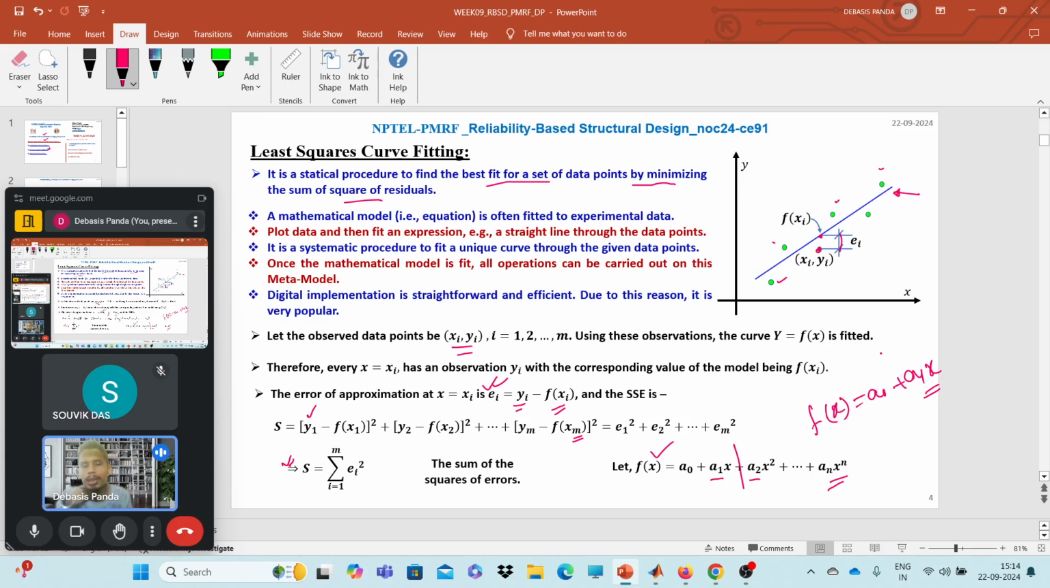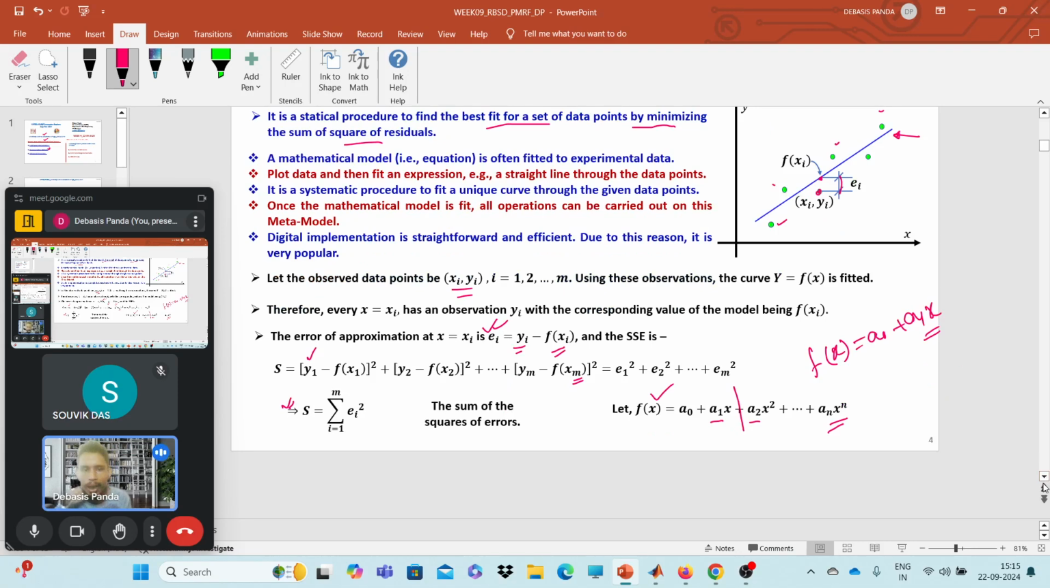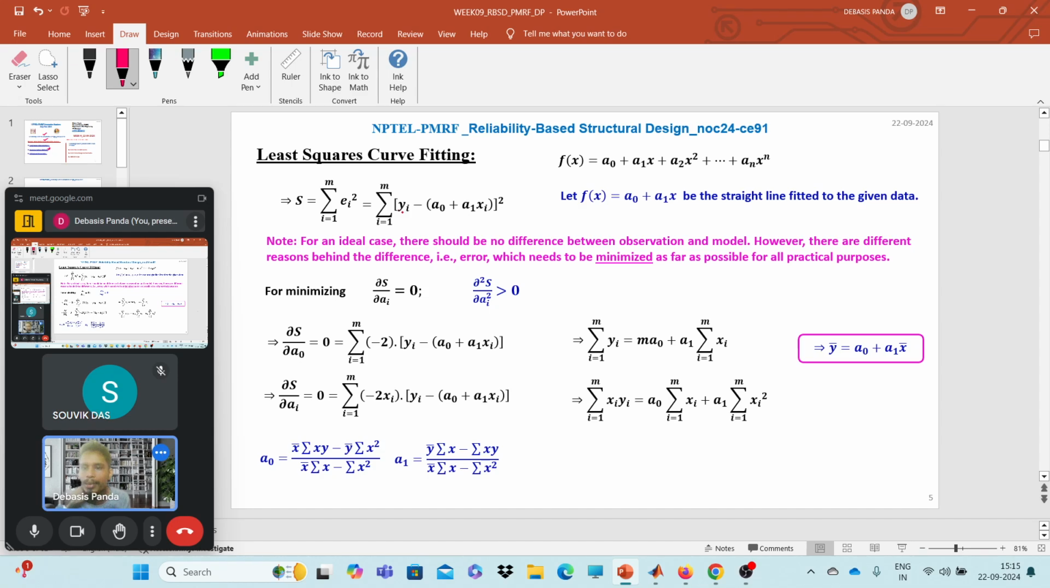Now, the main principle of the least square curve fitting technique is to minimize this error. Because if we can minimize the error, then our approximate function or the fitted function will be more accurate, right? So our task is to minimize this error. Here we have considered a straight line fit. That's why we have considered up to the first degree of the polynomial.